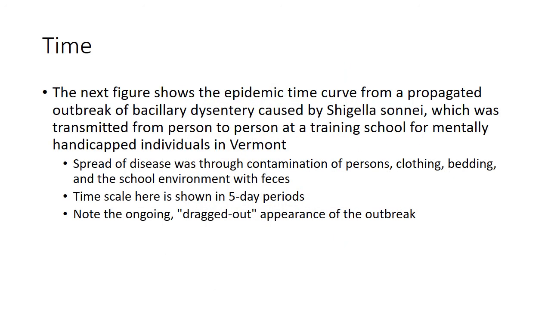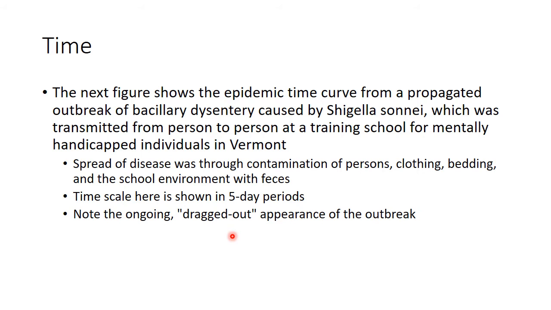The next epidemic curve we're going to look at is a propagated outbreak, and this is of dysentery caused by Shigella that was transmitted from person to person. Basically, this was a training school for mentally handicapped individuals in Vermont. The spread of disease was again propagated, through contamination of clothing, bedding, and people in the school environment with feces.